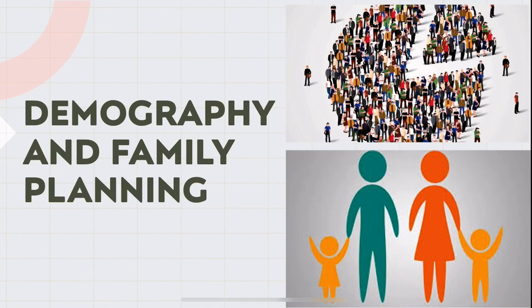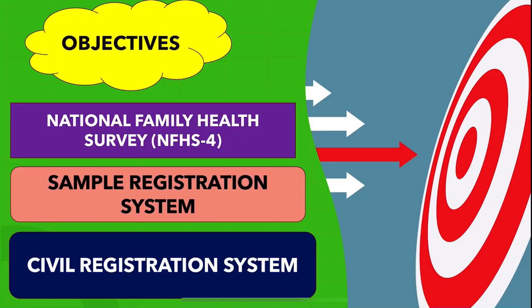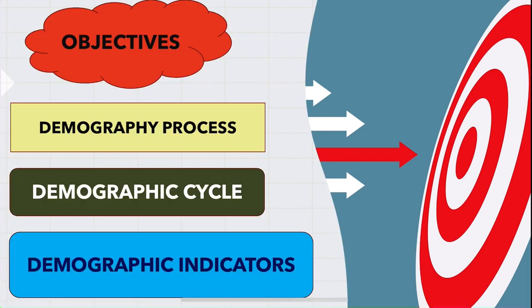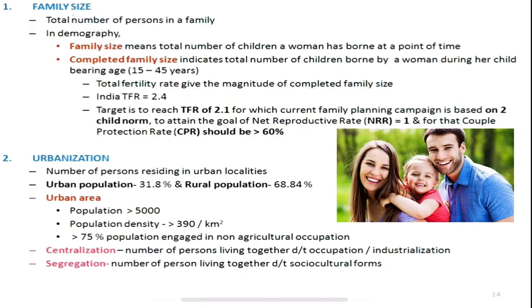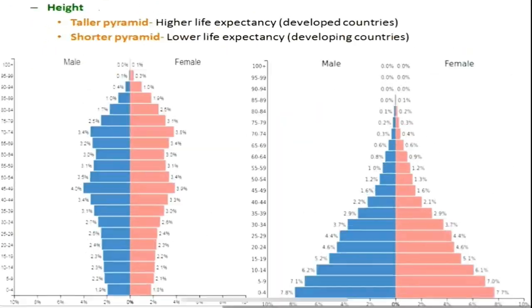In today's video, we are going to discuss the next few topics in demography and family planning. We will be dealing with the National Family Health Survey NFHS 4, the sample registration system, and the civil registration system. In the previous videos, we have already dealt with the definition of demography, demographic process, cycle, and the demographic indicators. Starting with the National Family Health Survey NFHS 4.